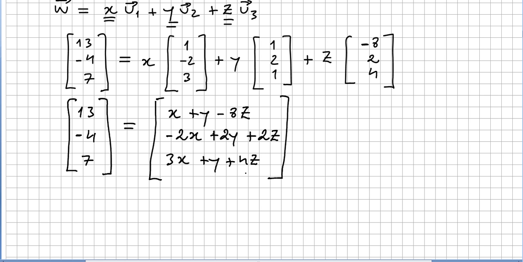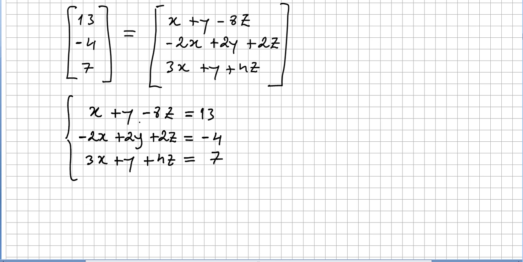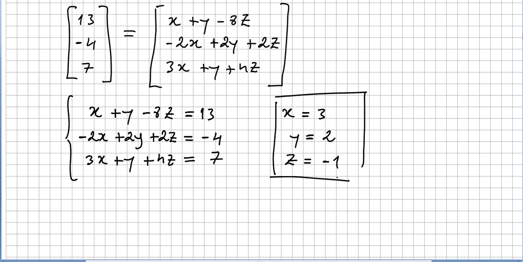So we have nothing else but a system, right? Probably you're more used to this sort of display: x plus y minus 8z equals 13, minus 2x, etc. And now you simply solve the system. I got x equals 3, y equals 2, and z equals minus 1. Okay, so these are my solutions.